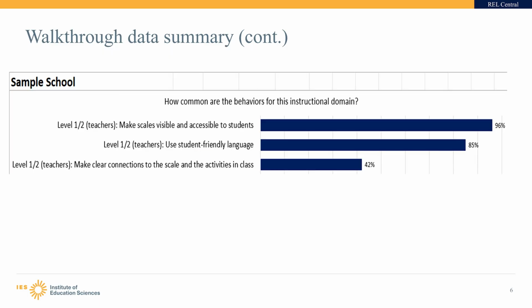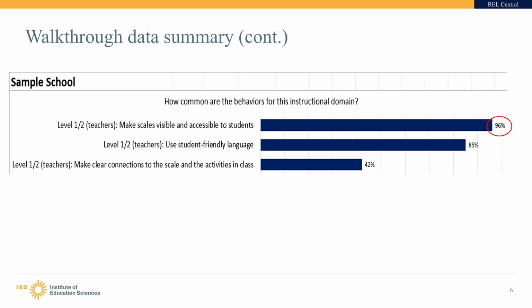Under the top graph of each tab is a bottom graph that shows the percentage of classrooms that demonstrate specific teacher and student behaviors in the domain. For example, the first bar of this summary shows that in 96% of the observed classrooms, the teacher made proficiency scales visible and accessible to students. The behaviors shown in the bottom graph of each tab are specific to each domain and match the items assessed on the walkthrough form.